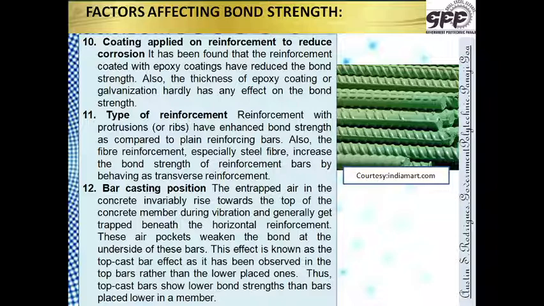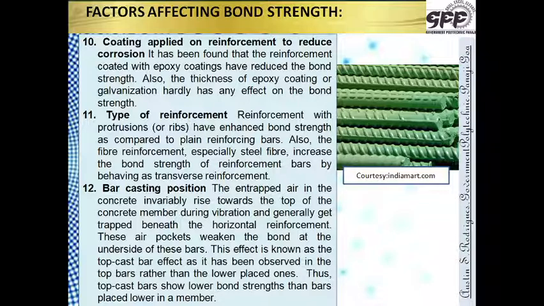Another three factors which are very important: coating applied on reinforcement to reduce corrosion. So we have something like epoxy coatings or galvanized coatings. These reduce the bond strength. The coatings which are applied reduce the bond strength. Now, type of reinforcement, which we have already discussed so many times now. Reinforcement with protrusions or ribs has enhanced bond strength as compared to plain MS round bars. Also, fiber reinforcement, especially steel fiber, increases the bond strength of reinforcement by behaving as transverse reinforcement.